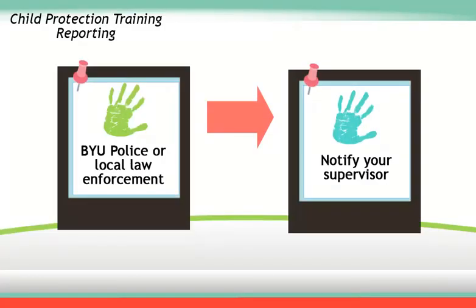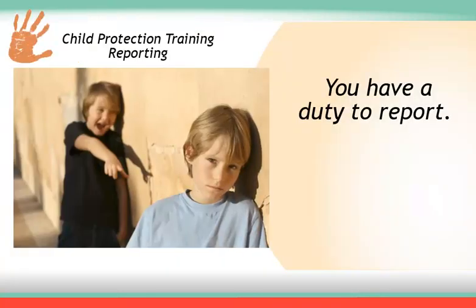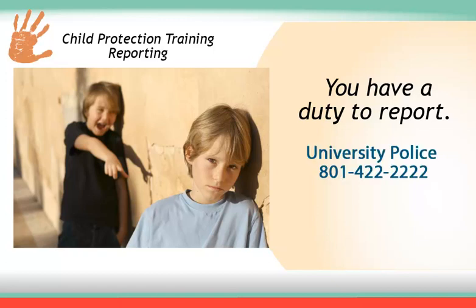To recap what you have learned in this section, you should make any report of suspected child abuse to the BYU police or to local law enforcement, then notify your immediate supervisor. A person does not need tangible proof of abuse to have a duty to report under Utah law. A duty arises when there is reason to believe abuse is occurring. To report incidents on the BYU campus, call the university police at 801-422-2222.